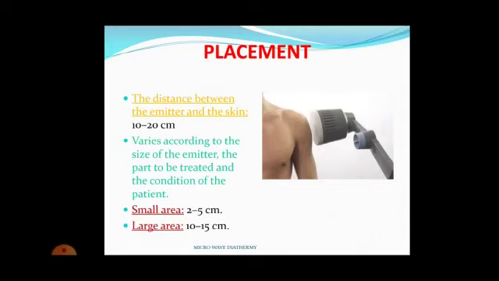If you want to treat a small area, definitely the distance should be less, so that the spreading of these microwaves will be limited. That is between 2 to 5 centimeters. In case of a larger area, definitely you want to cover a larger area, so you need the spreading of these microwaves from the emitter, so the distance should also be more, that is 10 to 15 centimeters. It is a logical thing: if you want to treat a smaller area, you want to restrict the spreading of these microwaves, so the distance should be less. In case of a larger area you need spreading of the microwaves over the larger area, so the distance should be kept more.